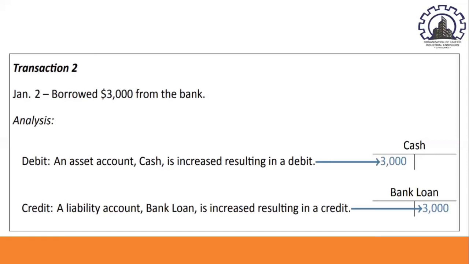in cash. And for the credit side, this is a liability account called bank loan, which is increased, resulting in a credit. So why is it that the bank loan account also increased? Because remember, you made a loan from the bank, meaning you will now have a debt obligation to them. That means you have an obligation to pay. So that's what we call bank loan. So your liability also increased, that means your bank loan.